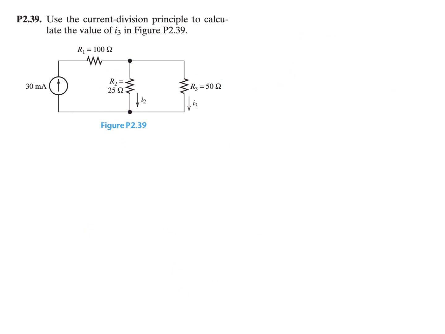Question P2.39. Use the current division principle to calculate the value of I3. Well, here is I3. To use the current division, we first need to find the current I that's on the main branch, and this current I is divided into I2 and I3. So what's the value of I? Well, I is the current for R1, and we have R1 connected in series with this current source. So I is going to be equal to 30 milliamp.